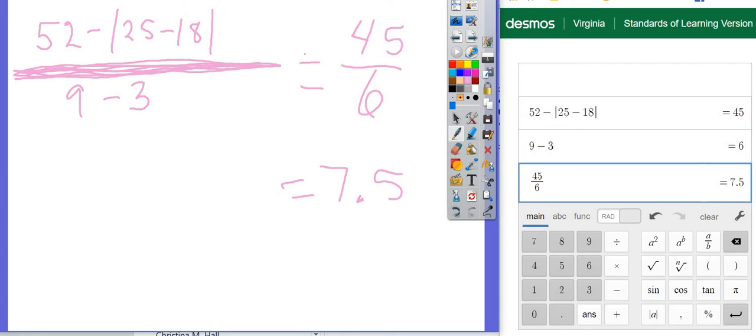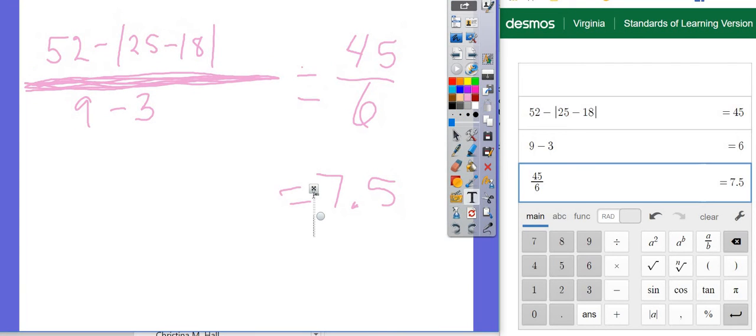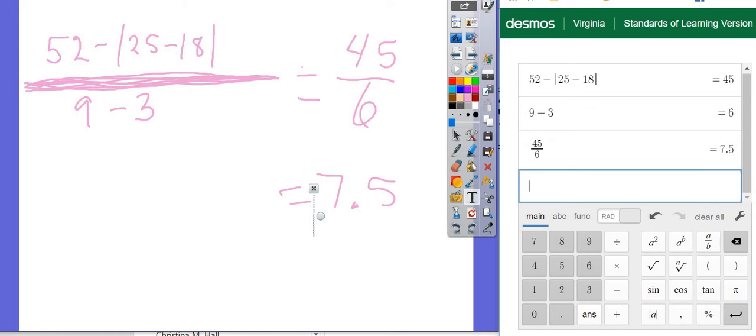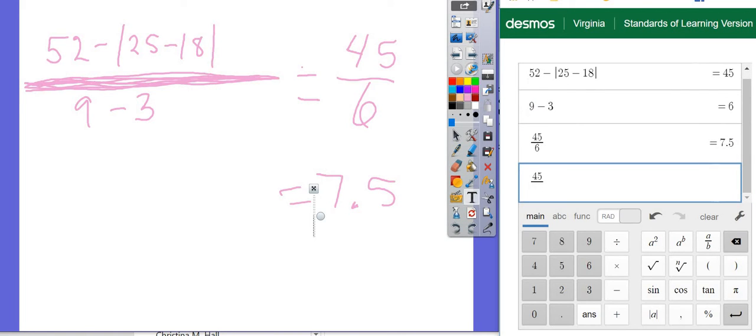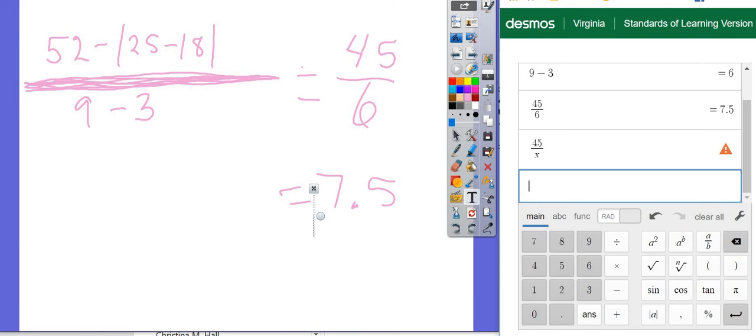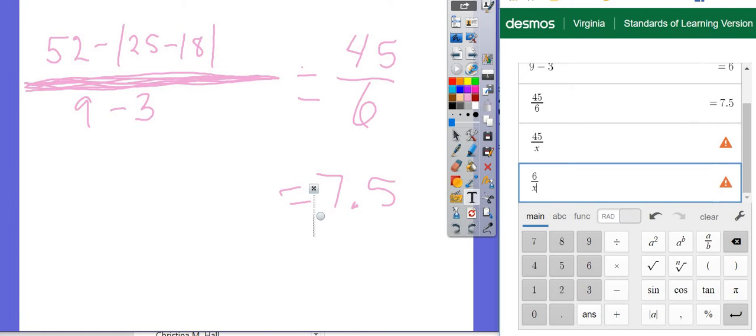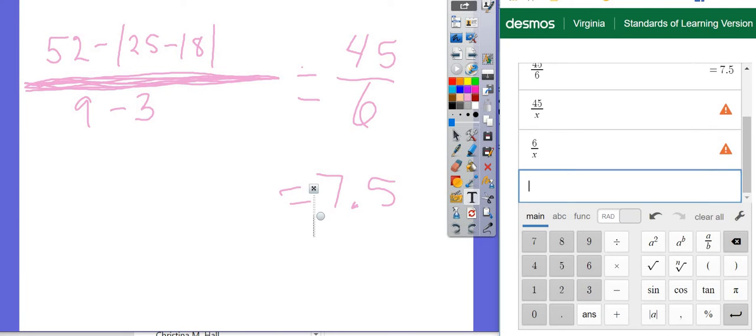So I'm going to go to my next line once I get back to my calculator, and I'm going to put in 45 divided by x, trust me on this, and then I'm going to put in my denominator, 6 divided by x. And I'm going to go to my next line, and I'm going to see if I can divide those numbers by anything. So since we've got a 6, let's try 6.